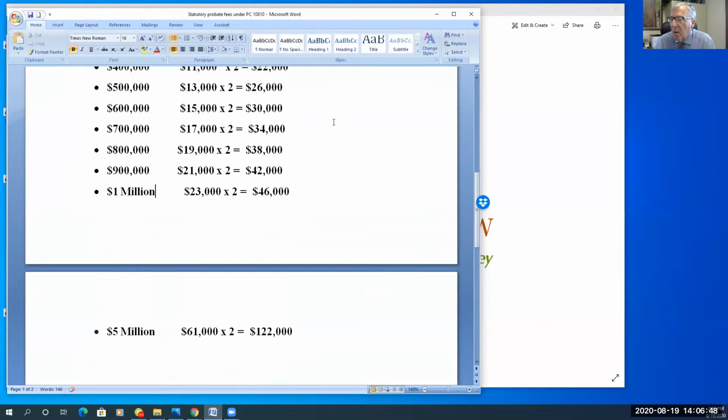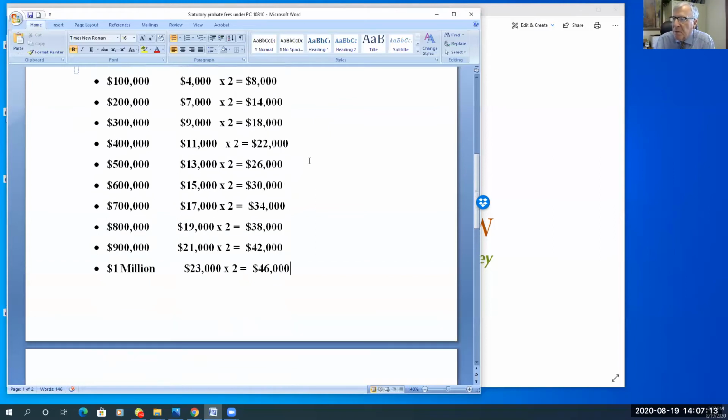$1 million home, applying the formula. The attorney fee is $23,000. And if we double that, it's $46,000. The attorney is entitled to $23,000, and the executor or the administrator is entitled also to $23,000. So this is the formula.